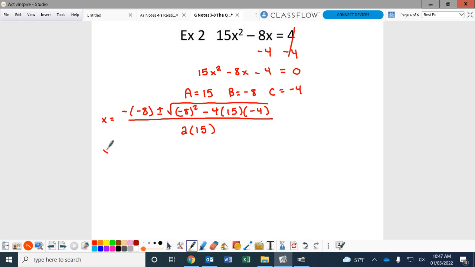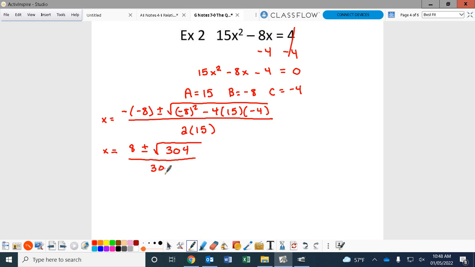Okay, so the opposite of -8 is going to be 8 plus or minus the square root of. Okay, so anybody got what this ends up being underneath here? 304. Do we all agree? Just want to make sure everybody's good. Does anybody have any questions about the 304? Okay, here we go. All over 2 times 15 would be 30.